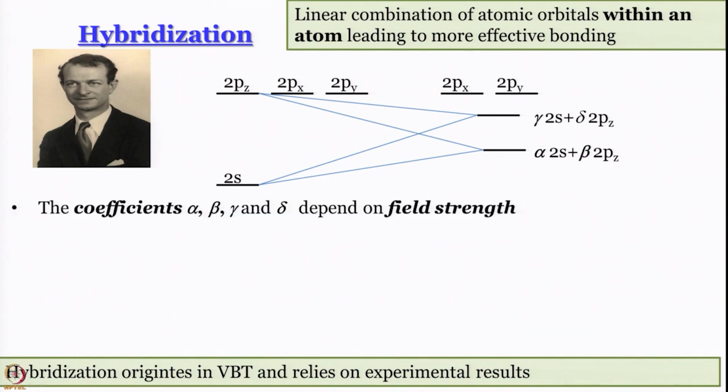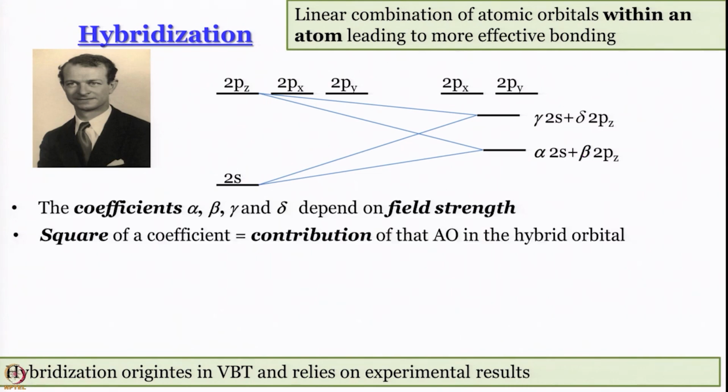See, these coefficients depend on field strength, and the square of a coefficient is the contribution of the atomic orbital in the hybrid orbital. So, we have discussed linear combination already. We are going to discuss linear combination in the later stage of this course as well. What we know is that when we take a linear combination and take mod square, the contribution comes from mod square of the coefficient. Okay.